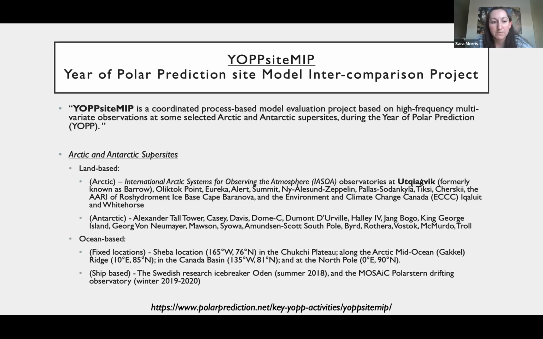The YOPP-SIMP steering group specified these Arctic and Antarctic supersites, many of which were identified through the ISOA consortium, which stands for the International Arctic Systems for Observing the Atmosphere. There are land-based sites and ocean-based locations. Some of those ocean-based locations are fixed and some are on ships. And Barrow or Utqiaġvik is one of those Arctic land-based sites. I invite anyone who is not familiar with YOPP-SIMP to visit their webpage, linked at the bottom there. Next slide.